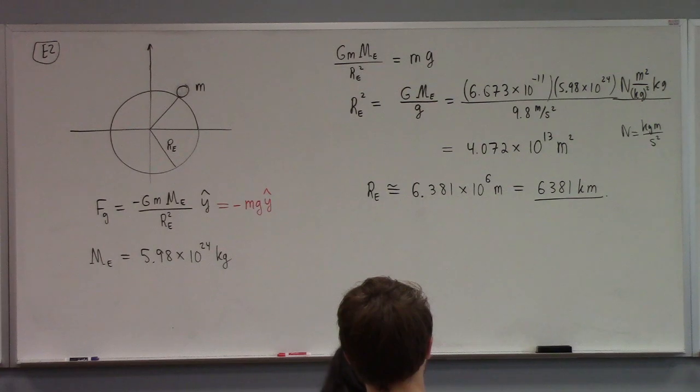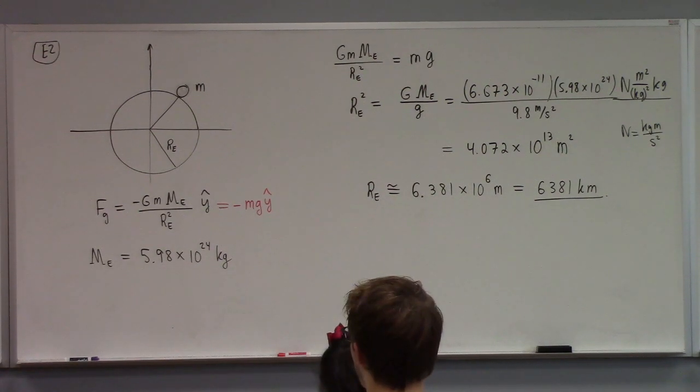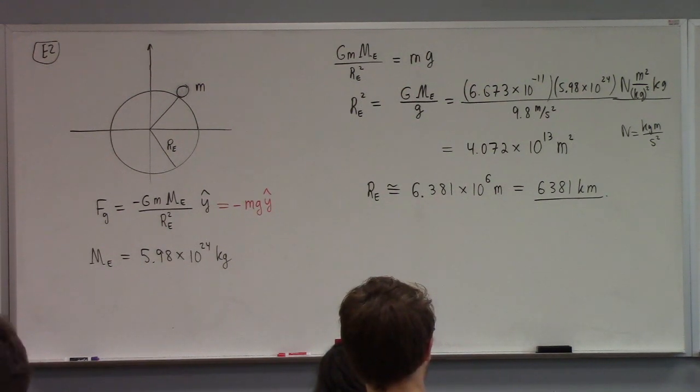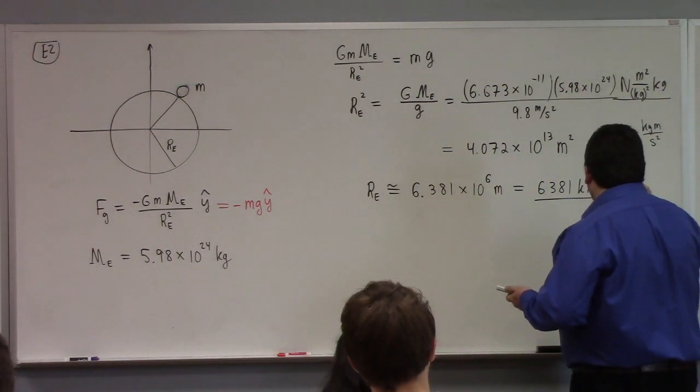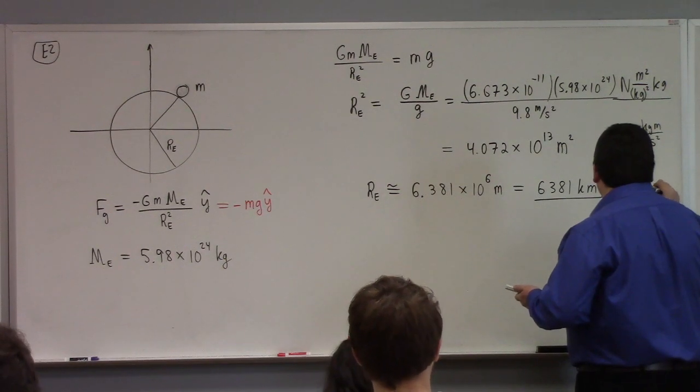If we divide that by how many meters in a mile? 1,600. 1,609, I think. So that's just shy of 4,000 miles. So it's close to 4,000 miles. That's the radius of the Earth.